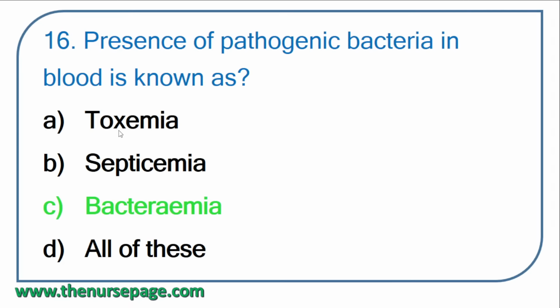In septic shock and all, toxemia may be there. Along with the septicemia, toxemia also will be there. Some microorganisms produce toxic substances into blood, so that will cause toxemia. So toxemia, septicemia, bacteremia, you should understand the difference. Bacteremia means simply the presence of pathogenic bacteria in the blood. If it is causing infection, it is known as septicemia. If the bacterial toxins are present in the blood, it is known as toxemia.